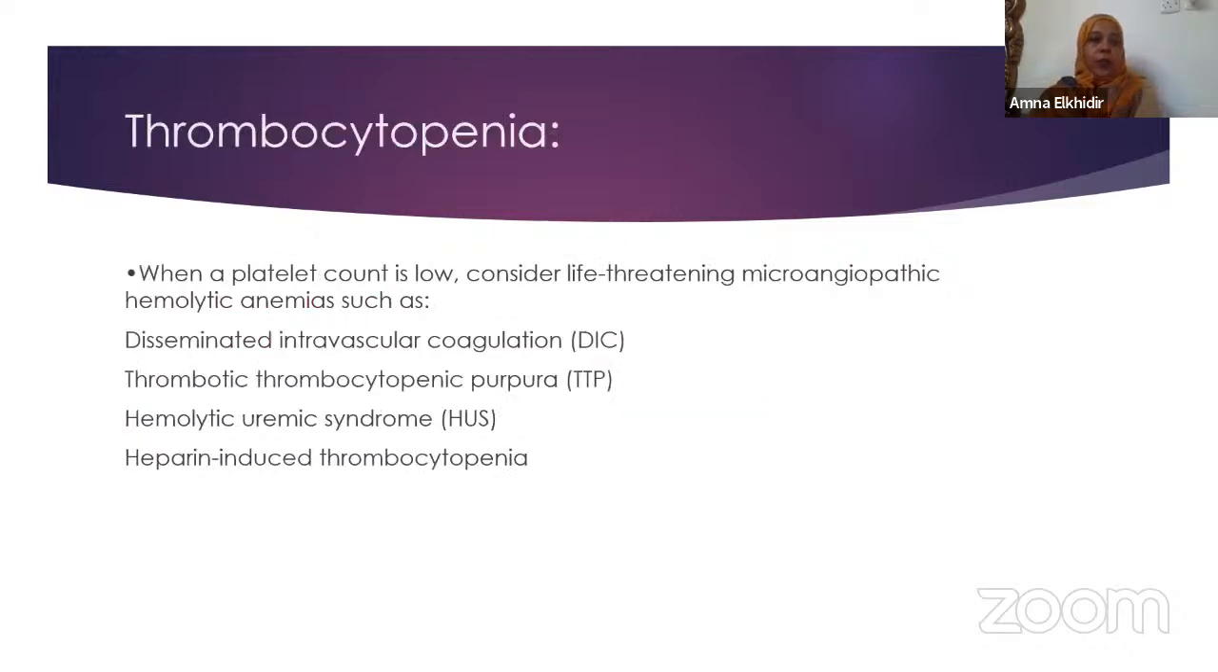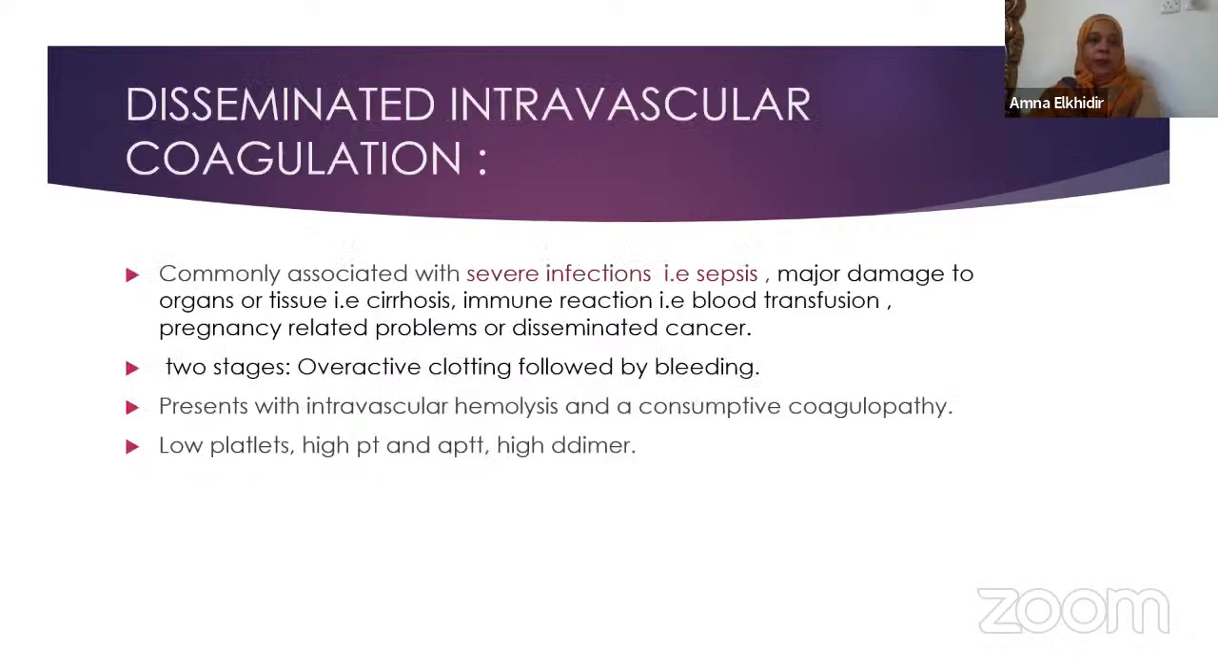Thrombocytopenia. When we have a low platelet count, it's considered life-threatening. Microangiopathic hemolytic anemias, such as DIC, thrombotic thrombocytopenic purpura, hemolytic uremic syndrome, and heparin-induced thrombocytopenia, are differentials of thrombocytopenia. And when we also have a picture of microangiopathic hemolytic anemia, like schistocytes in blood film, disseminated intravascular coagulation, it's usually due to severe infections.